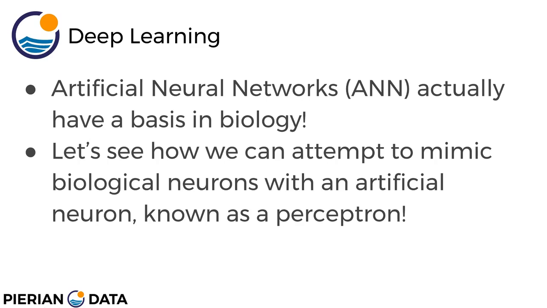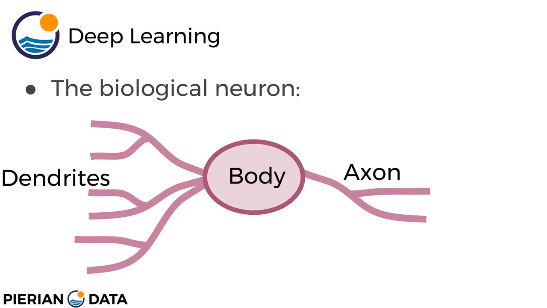Artificial neural networks, or ANNs, actually have a basis in biology. So we're going to see how we can attempt to mimic biological neurons with an artificial neuron, otherwise known as a perceptron. And then once we go through the process of how a simple perceptron works, we'll show you how you can represent that mathematically. But let's start off with a biological neuron, such as a brain cell.